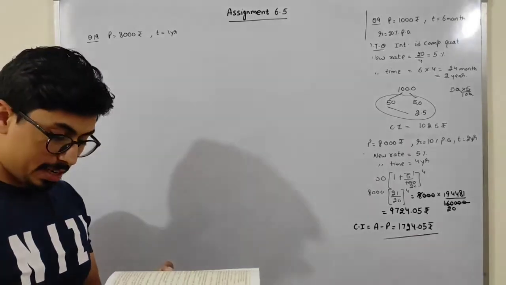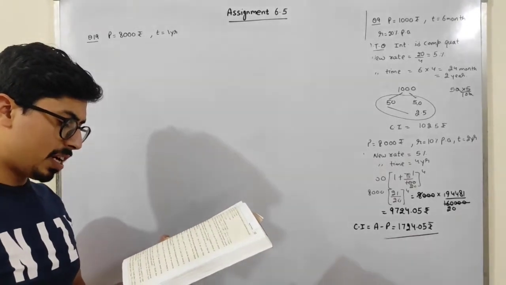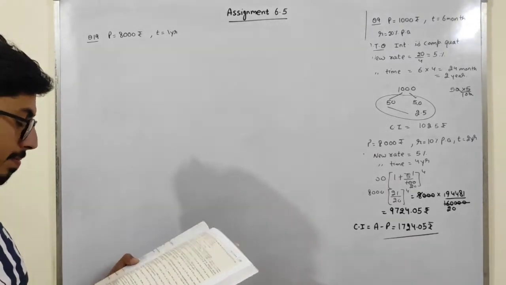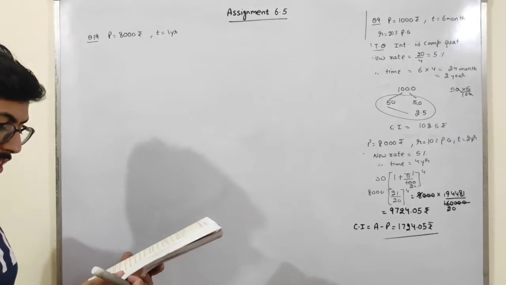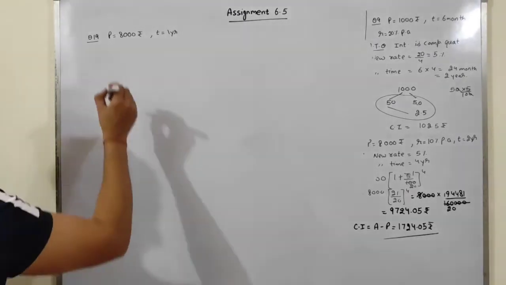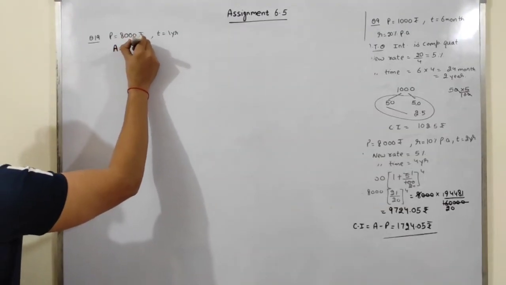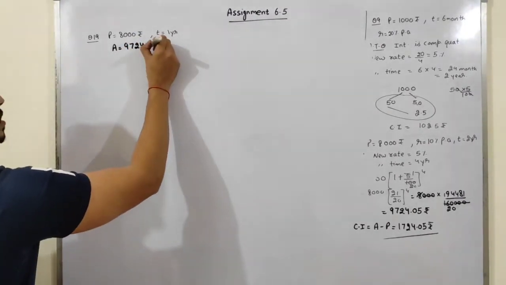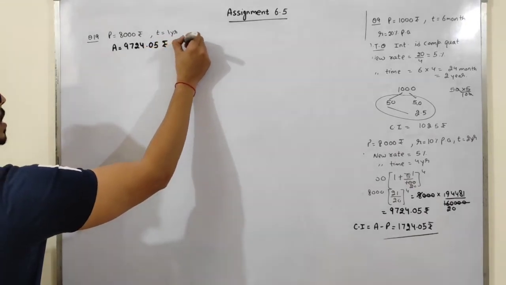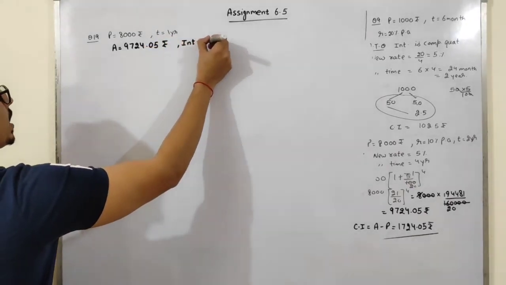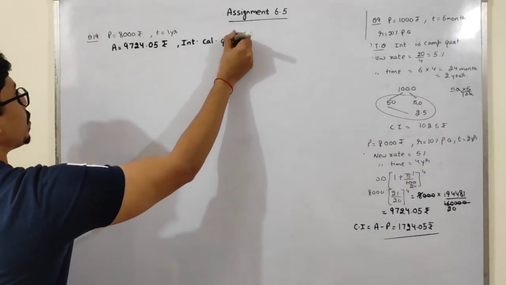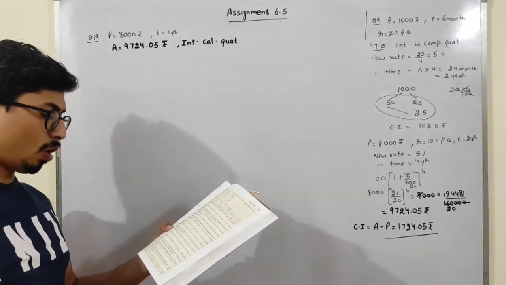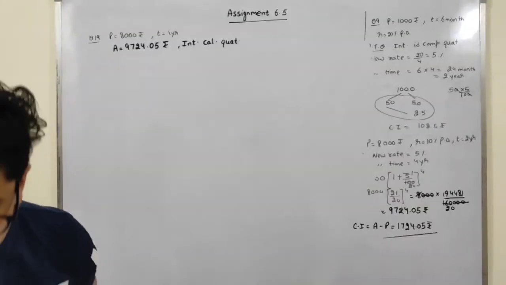Okay. And the company credited the interest quarterly. He received after 1 year. Okay. After 1 year, how much he received? 9,724. That means it is the amount, 9,724.05 rupees. Interest calculated quarterly. It is given to us. So students, what we have to find out? We have to find out the rate of interest. We have to find out the rate, students.